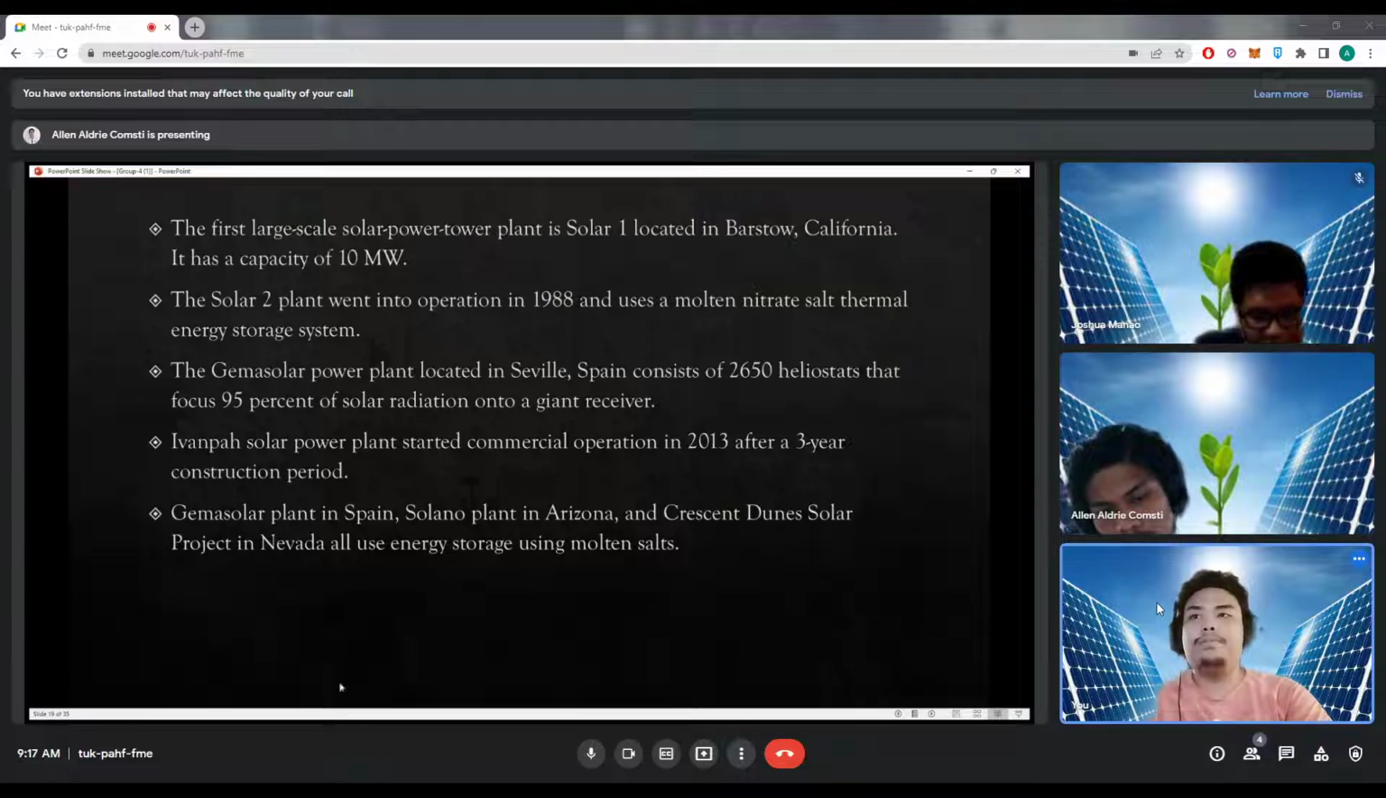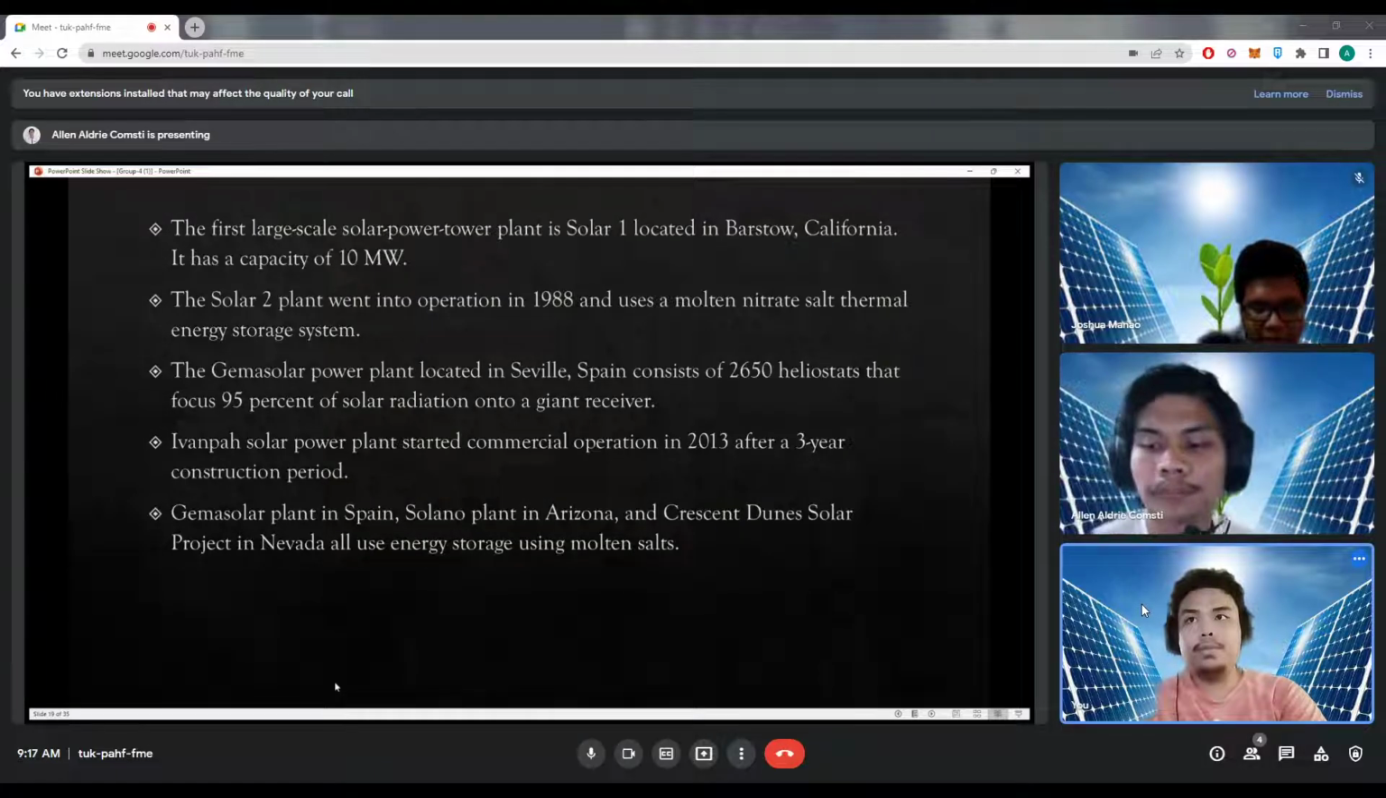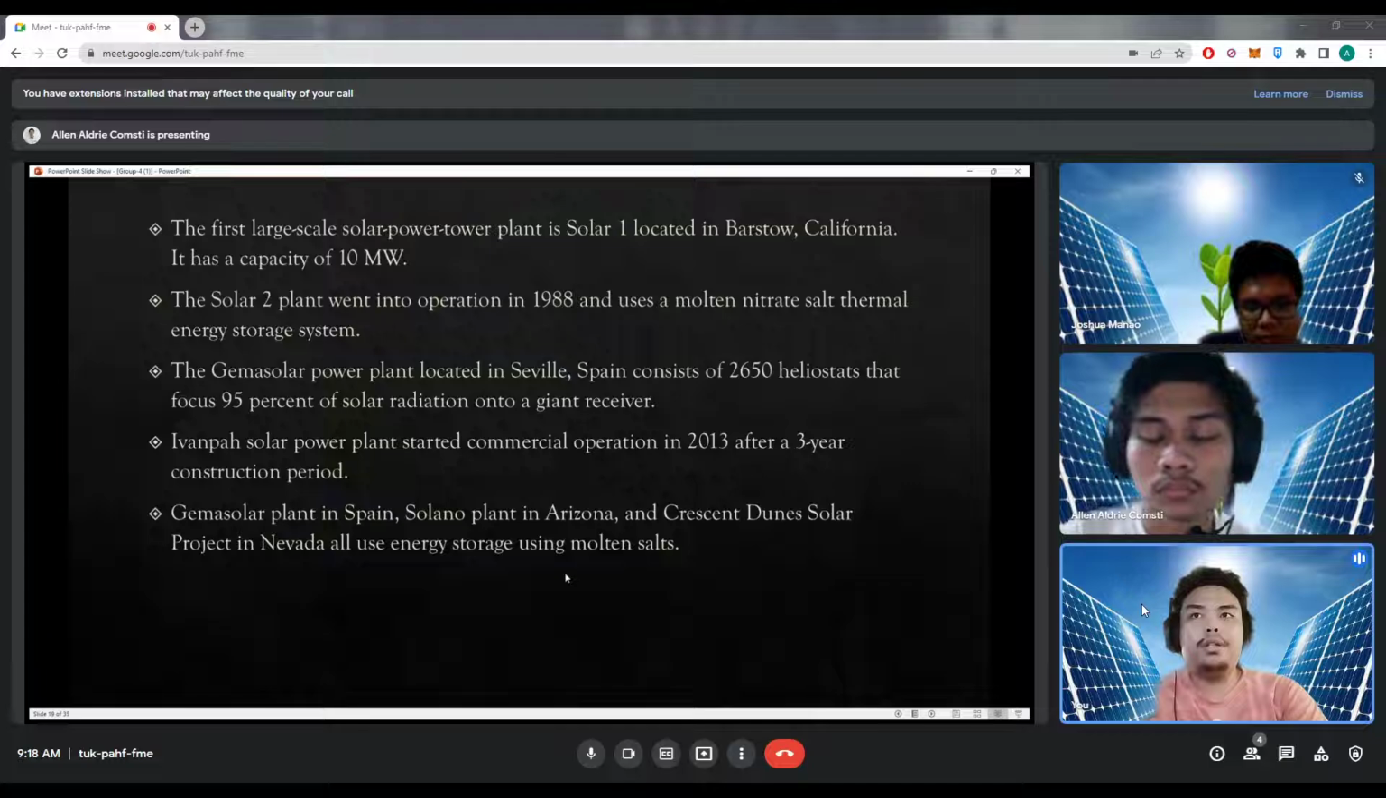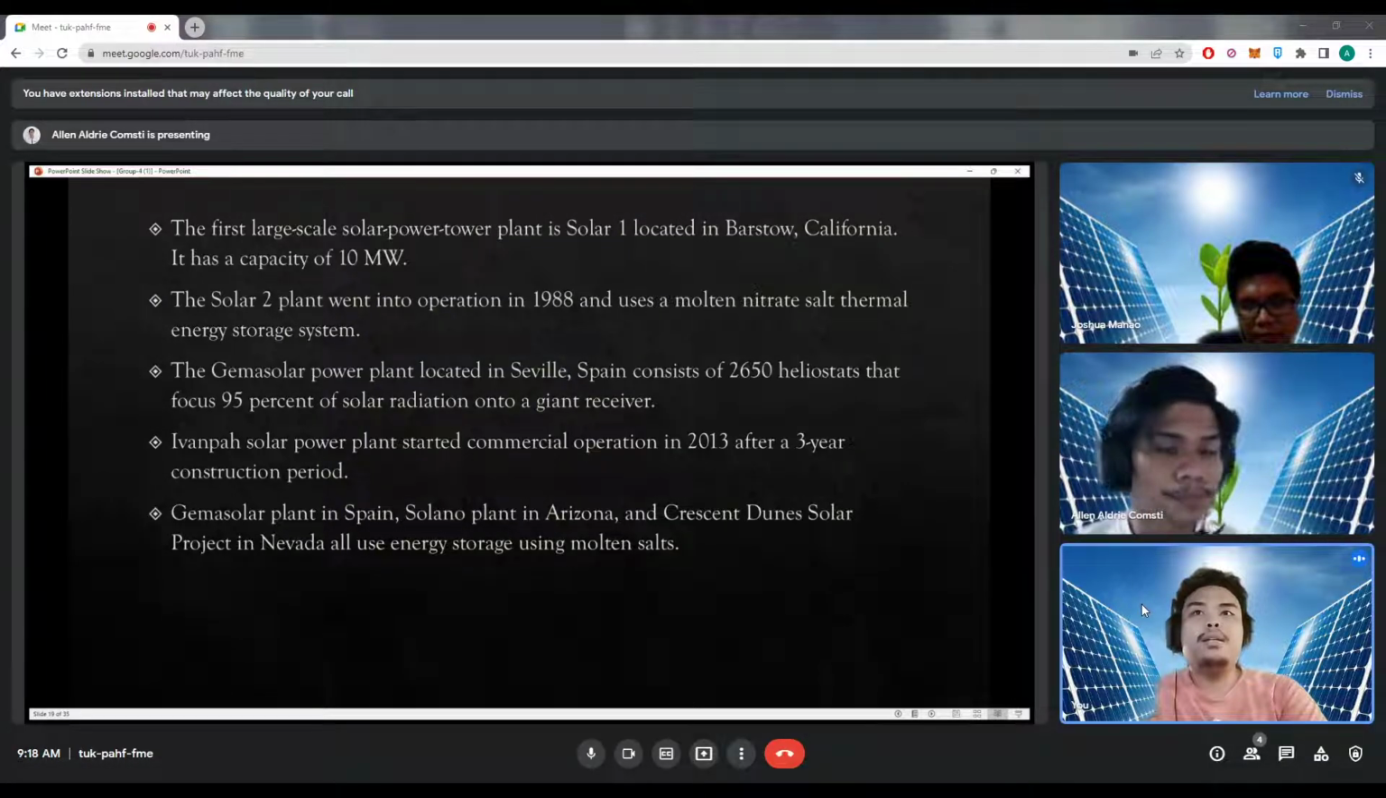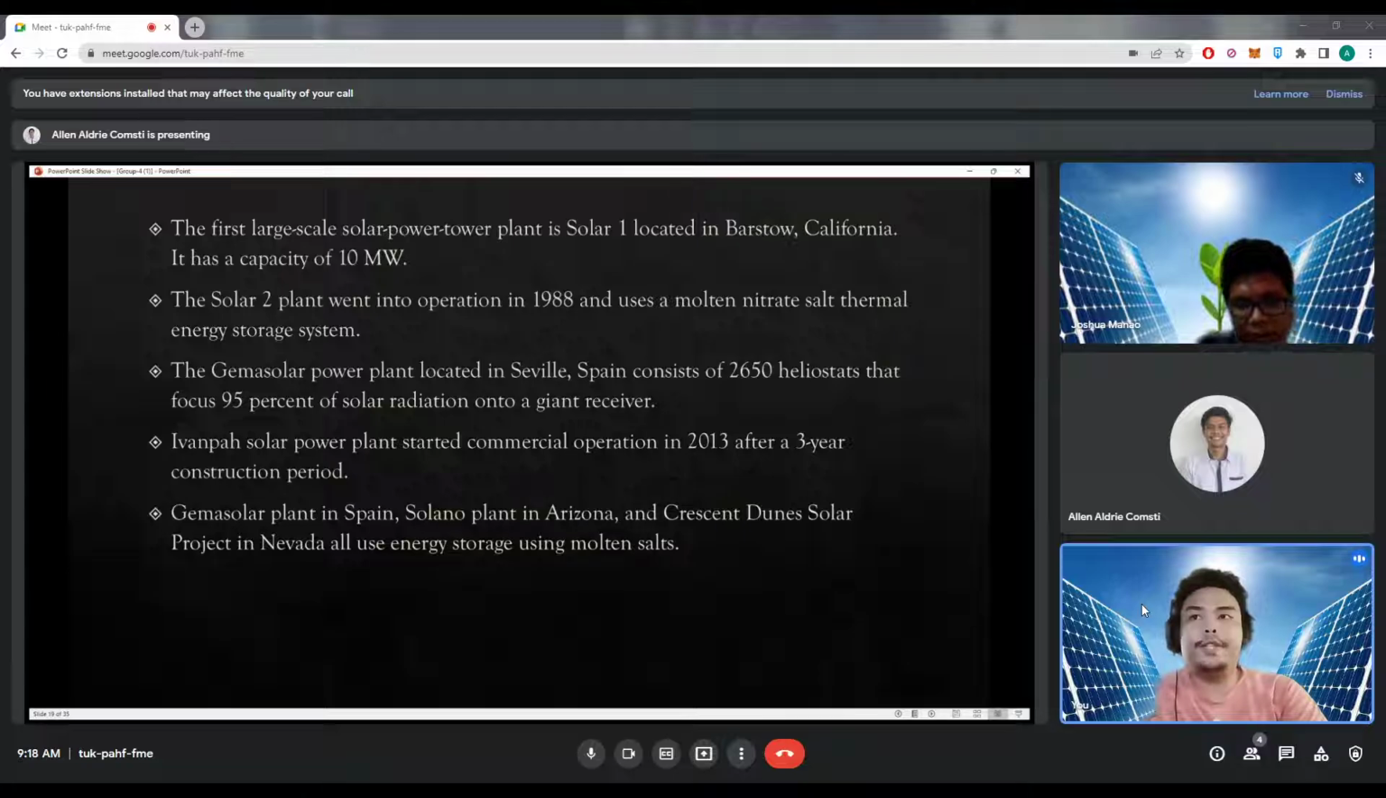140 meters high. The Gemasolar Plant in Spain, the Solana Plant in Arizona, and the Crescent Dunes Solar Project in Nevada all use energy storage in molten salts. This ensures power generation during evening peak hours. Solana and Crescent Dunes plants can produce power up to 6 and 10 hours of storage after sunset, respectively. Ivanpah, on the other hand, does not include any energy storage system.